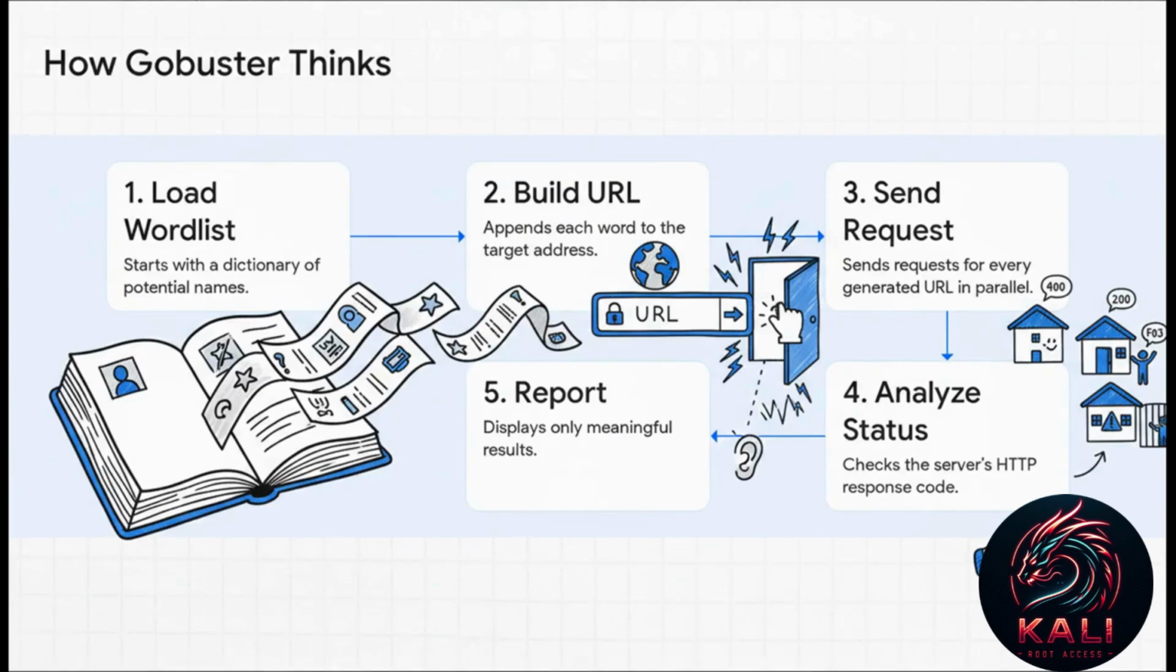So how does it actually think? Let's walk through it. First, you give it a huge dictionary of potential names. We call this a word list. Then, for every single word in that list, Gobuster sticks it onto the end of the target URL. For each one of these new URLs, it sends out a little request. That's the knock on the door. And then it just listens. What does the server say back? Does it say, nope, nothing here, which is a 404 error? Or does it say, yep, come on in, a 200 code? Or maybe it says, hey, you can't come in, but yeah, there's definitely something here, which is a 403 forbidden. Gobuster just reports back on every single interesting response it gets.